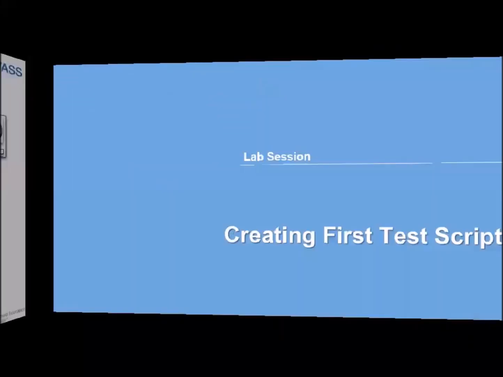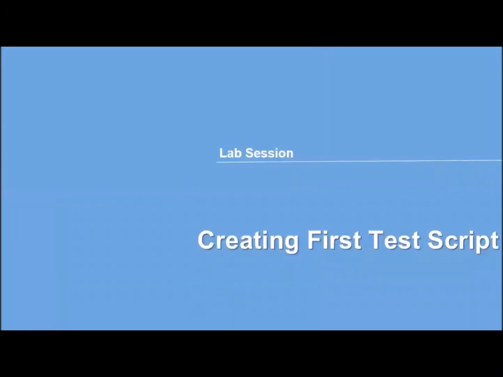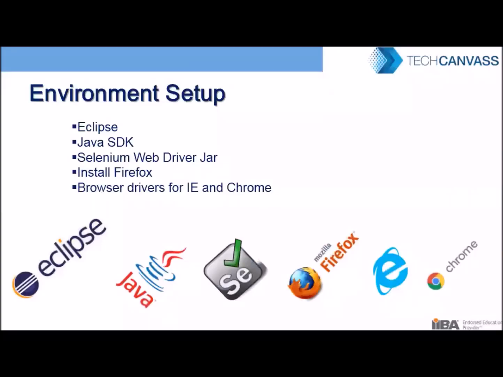So let's see how we create our first test script and what environment setup we have to do for that. First we should have Eclipse. Since the course will be using Java, we will require the Java SDK, or you can say JDK, the Java development kit or software development kit. Then we will require the Selenium WebDriver jar, and whatever browsers you want to execute your test script on, you have to install those browsers. So we will go one by one.